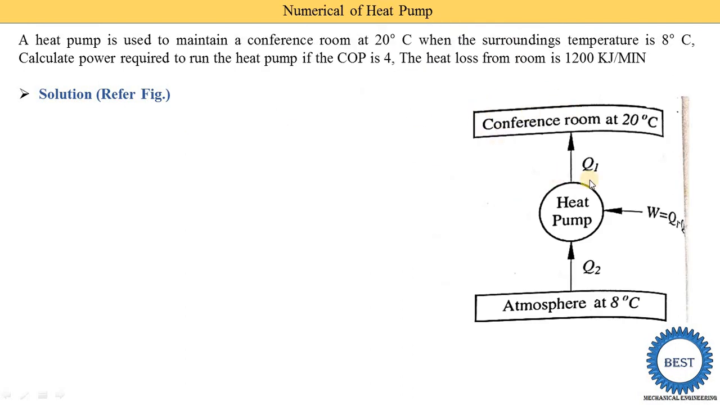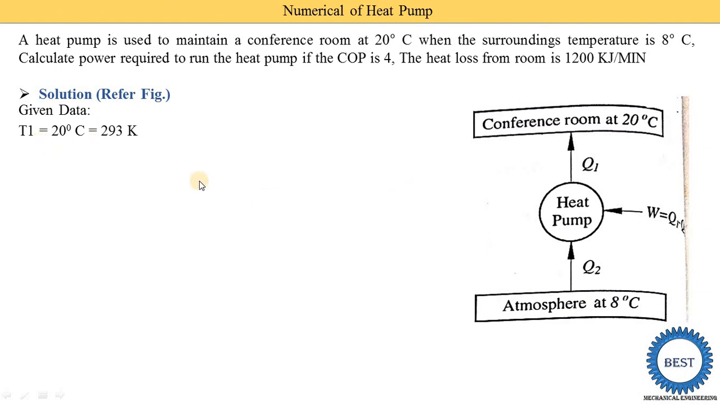Here you see the conference room at 20 degrees centigrade. Here is the heat pump, and to this heat pump we supply the work done W, and W is equal to Q1 minus Q2. Here the conference room is at 20 degrees and the atmosphere air is at 8 degrees centigrade. Now we write the given data here.